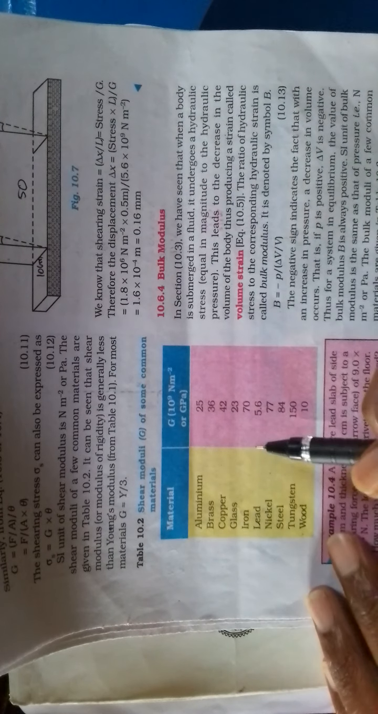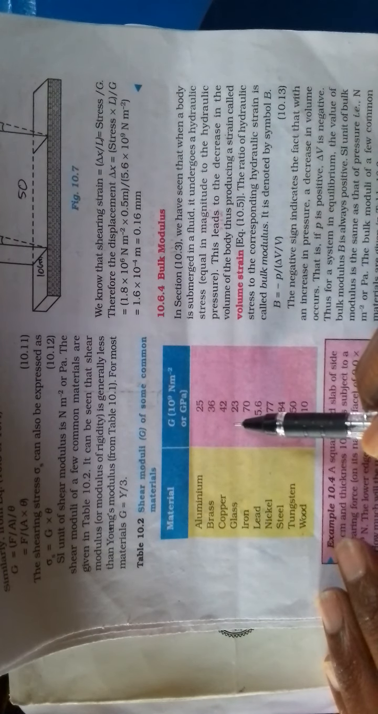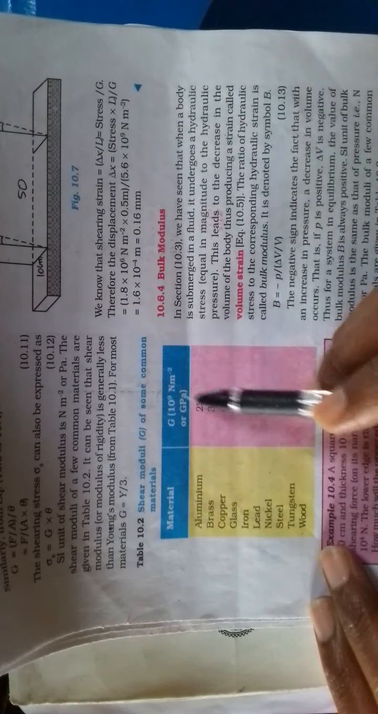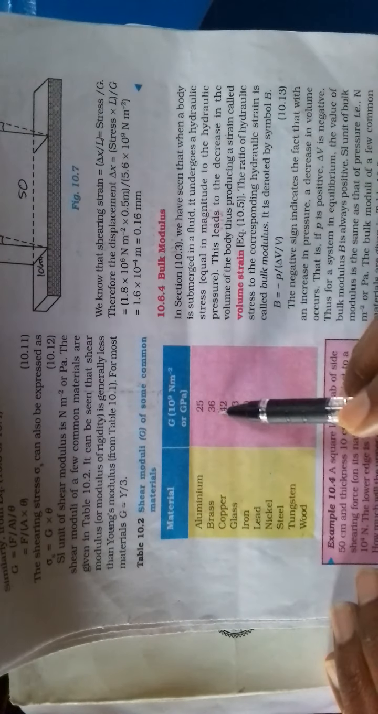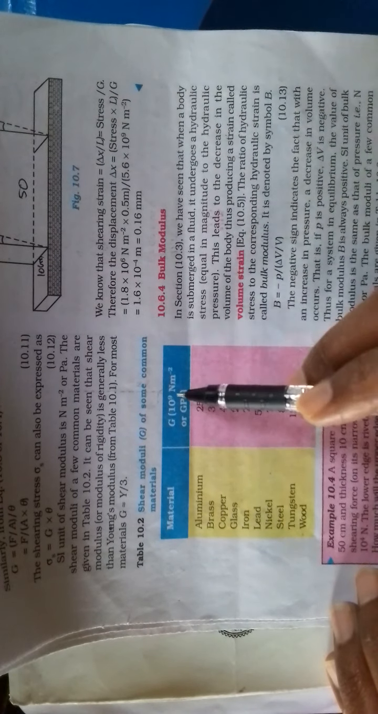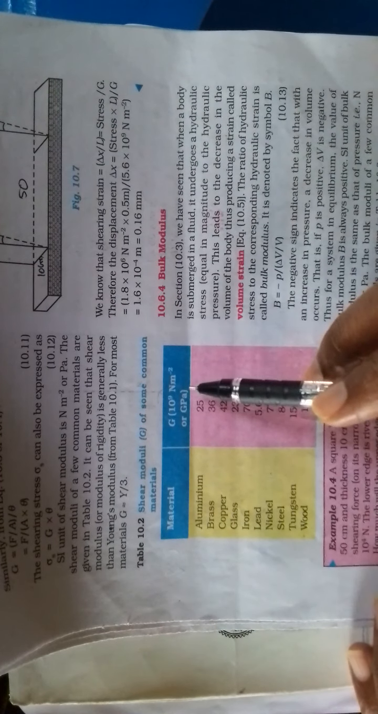In this table you can see the shear modulus values of some materials. For aluminium it is 25 into 10 power 9 Newton per meter square. For brass it is 36 into 10 power 9. For copper it is 42 into 10 power 9. In this way, different materials have different shear modulus values.